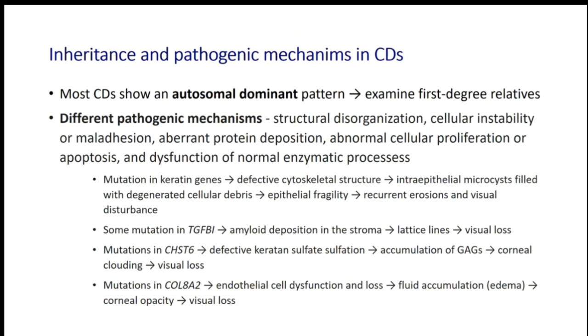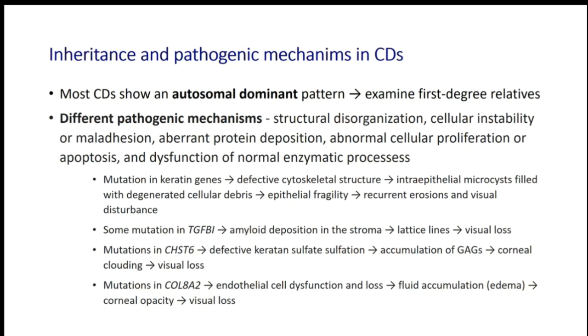Most corneal dystrophies are inherited as an autosomal dominant trait, and thus examination of first-degree relatives is recommended as their clinical findings may provide additional clues to achieve a correct diagnosis. Pathogenic mechanisms involved in corneal dystrophies differ depending on the type of corneal dystrophy and involve structure disorganization, cellular instability or maladhesion, aberrant protein deposition, abnormal cellular proliferation or apoptosis, and dysfunction of normal enzymatic processes.